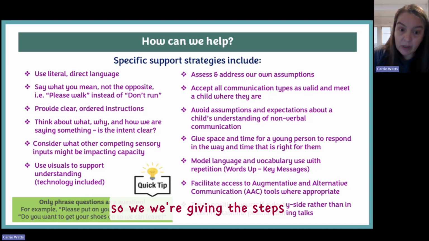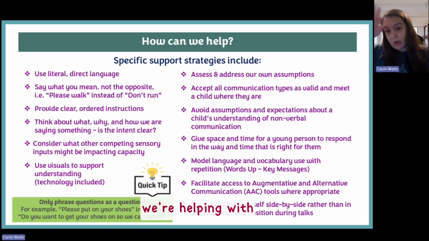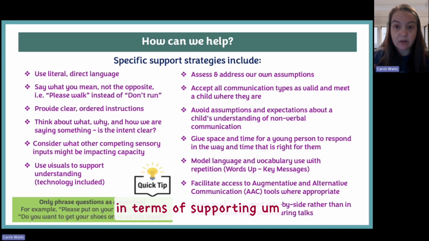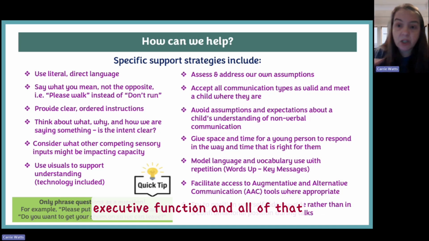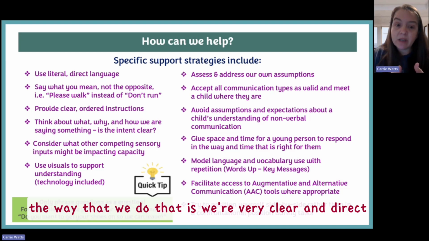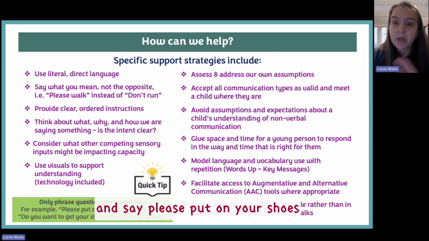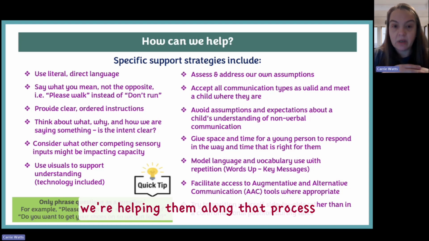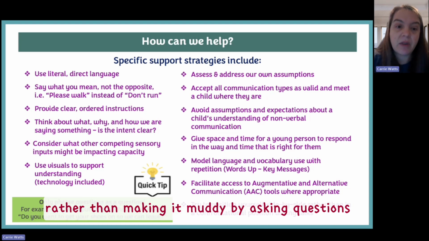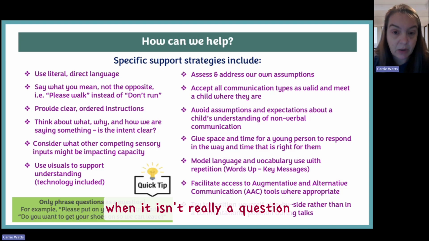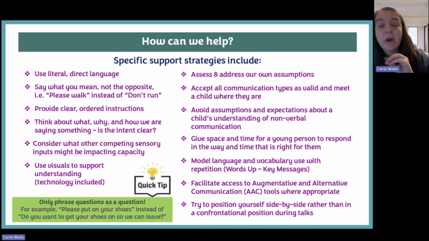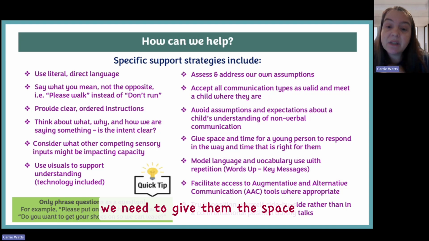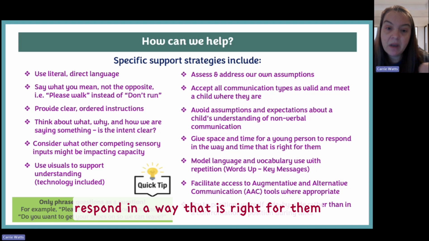So we're giving the steps, we're helping with all the other areas that we've talked about in terms of supporting executive function and all of that. The way that we do that is we're very clear and direct and say, please put on your shoes, please put on your coat, right? Like, so we're helping them along that process rather than making it muddied by asking questions when it isn't really a question. Primarily for neurodivergent people, we need to give them the space and the time that they need to respond in a way that is right for them.